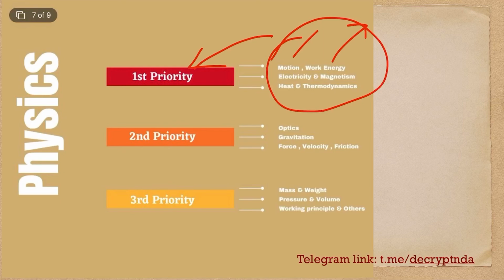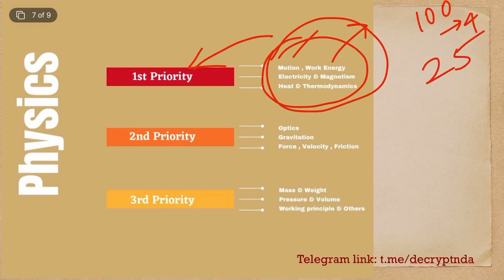I told you 100 marks are asked from physics every year, and 100 marks means for every question you will be having 4 marks. That means 25 questions are asked. So you should study these topics very, very well to make sure that you score good marks out of these 100.